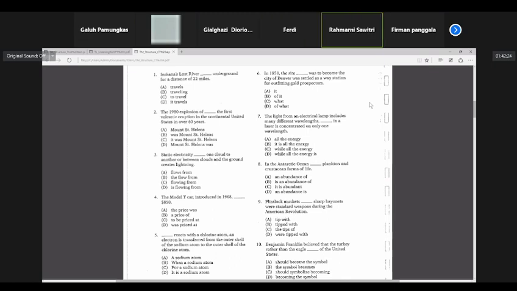Here we have Indiana's Lost River to travel underground for a distance of 22 miles. If we have C, that means we don't have the main verb. The correct answer is A, travels underground for a distance of blah, blah, blah. Okay, so number 1, it's A. And then let's see number 2.